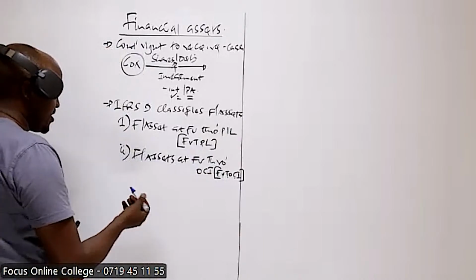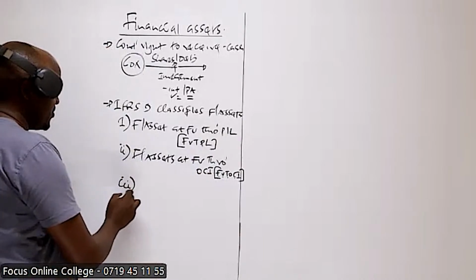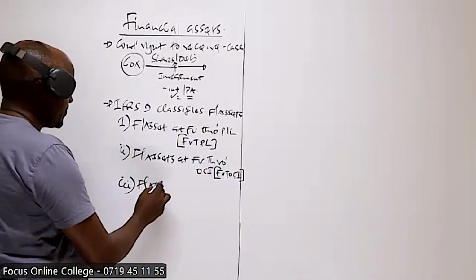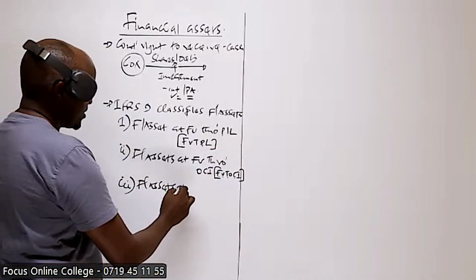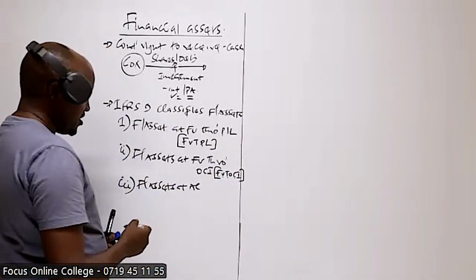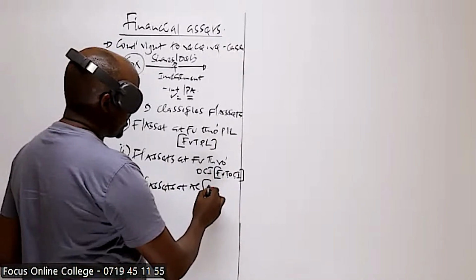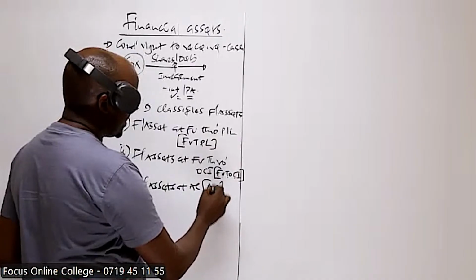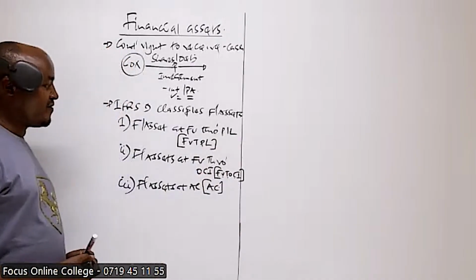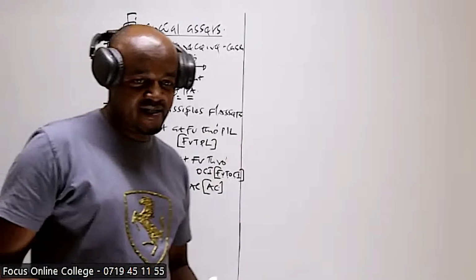And basically number 3, we have the financial assets at amortized cost. These ones are basically abbreviated as AC, amortized cost. So therefore, basically IFRS 9 classifies financial assets into 3 categories.